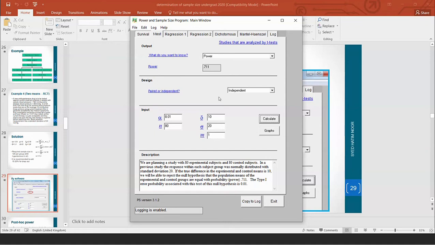All right. Any question on the two means and also post hoc power?